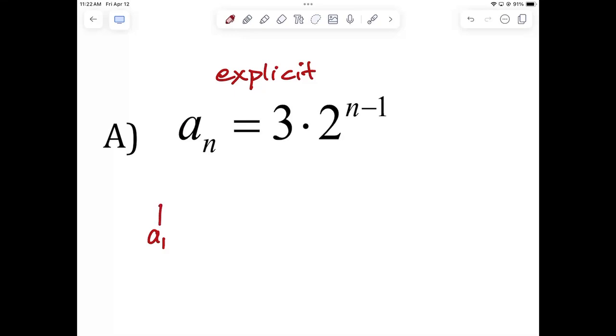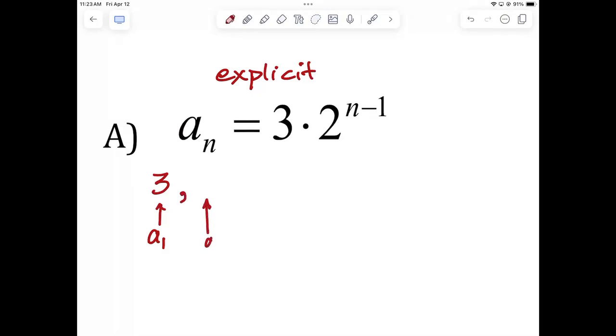I'm going to put a sub 1 with an arrow. I like to label them. It helps me keep track of what I'm doing. What do I get when I plug in a 1 for n? 1 minus 1 is 0. 2 to the 0 is 1. Anything to the 0 power is 1. So I get 1 times 3, which is 3. There's my starting value.